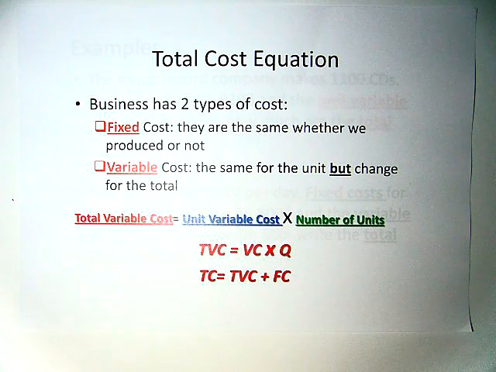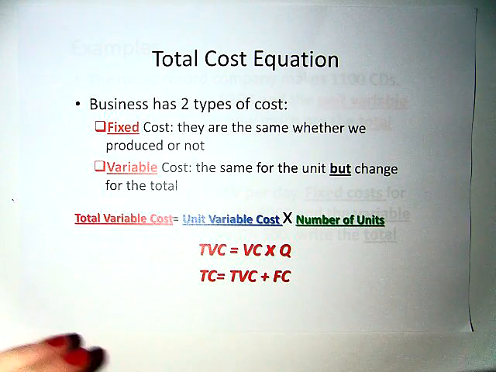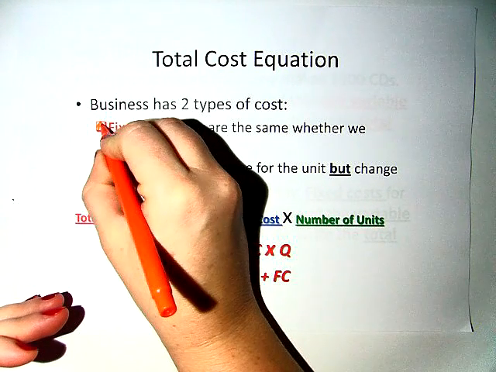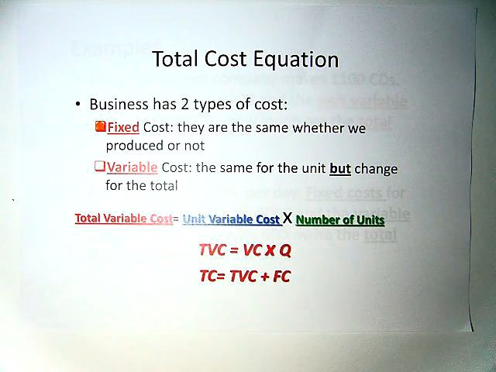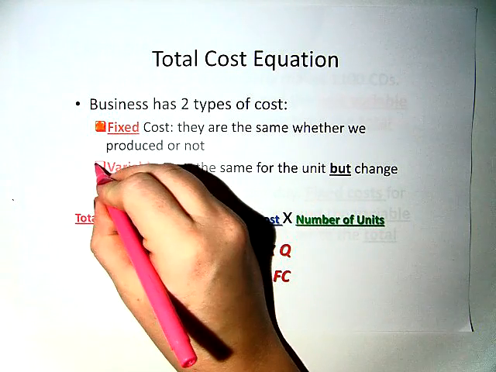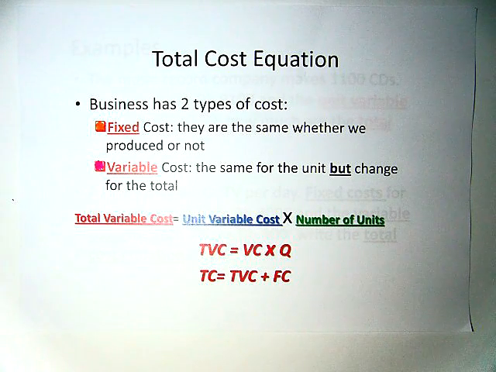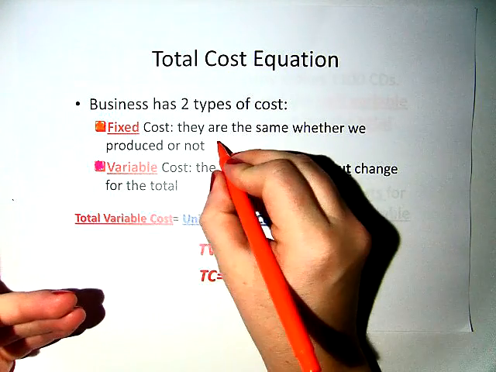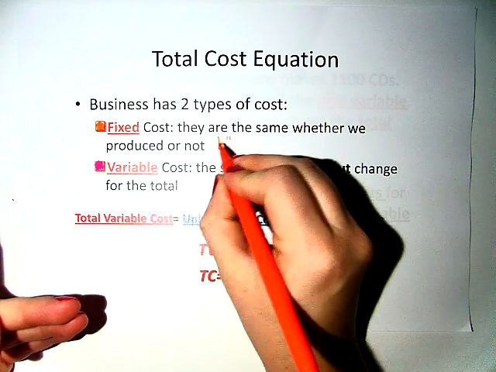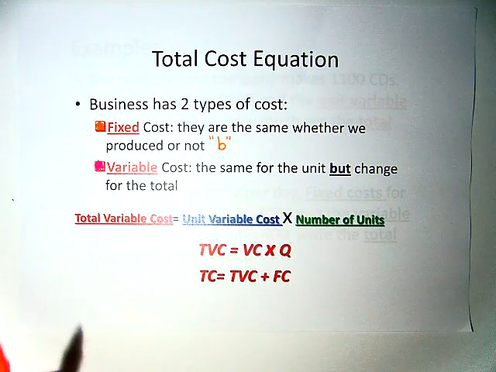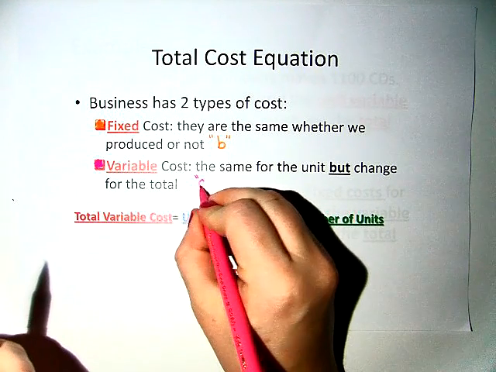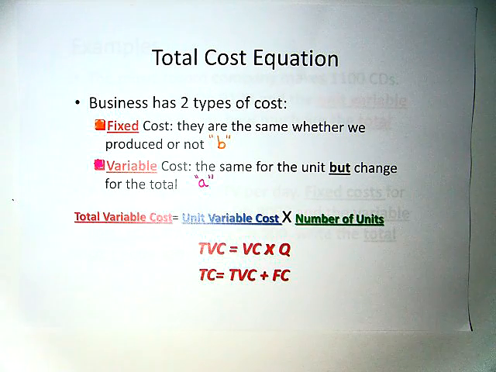Okay, business has two different types of cost. Fixed costs are the same whether we produce or not. Fixed cost is also known as the constant. And then variable costs are the same for each unit but change for the total. So this changes depending upon the amount of units that we actually buy. When you're solving for this, fixed costs is our B in the equation, and the variable cost is the slope, or the A, in the equation.